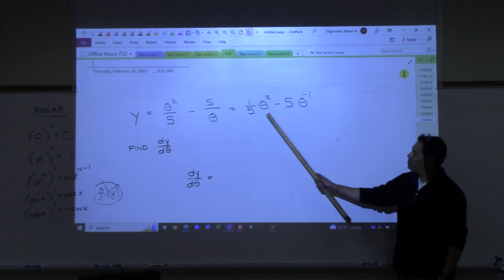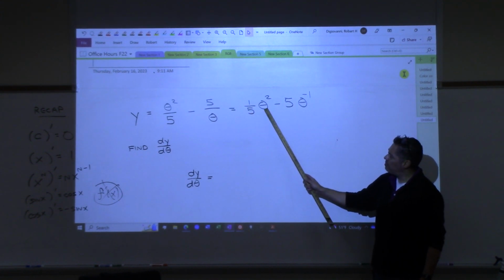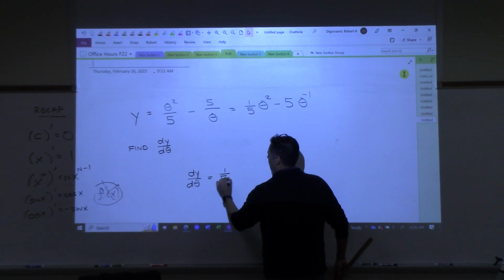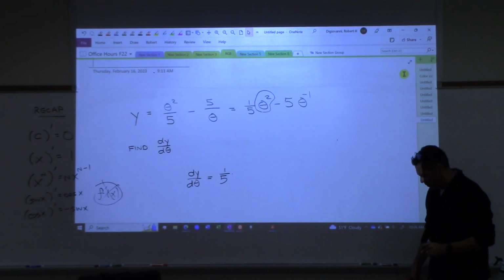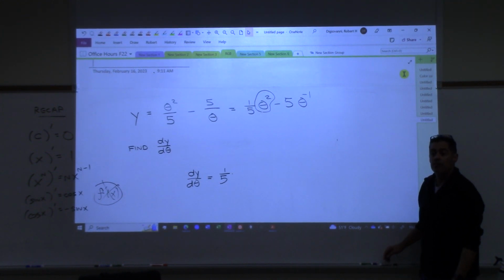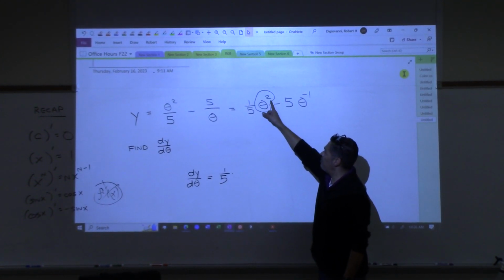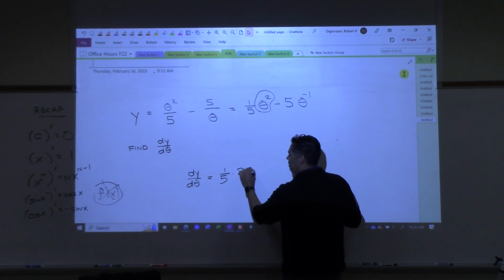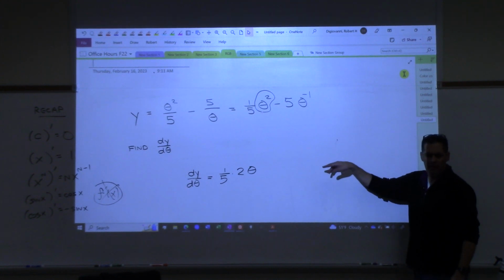Now I'm going to do them individually. So I have the 1/5 times this. I'm taking derivative now. 1/5 comes for the ride. The derivative of theta squared is what? Okay, so yeah, just the theta squared though. The 2 comes out, right? 2, and then theta to the first power. I'll turn it into 2 over 5 on the next line.